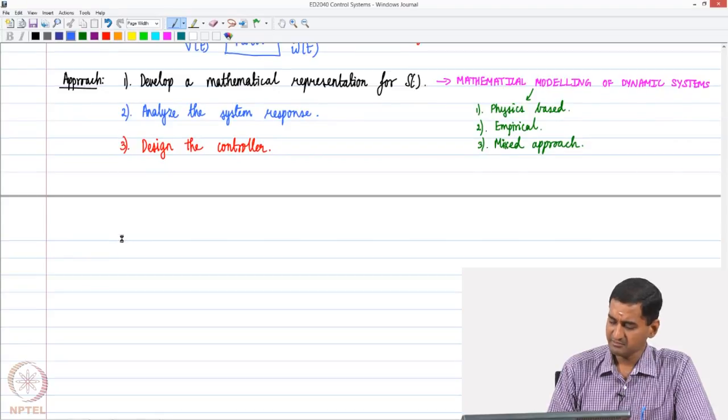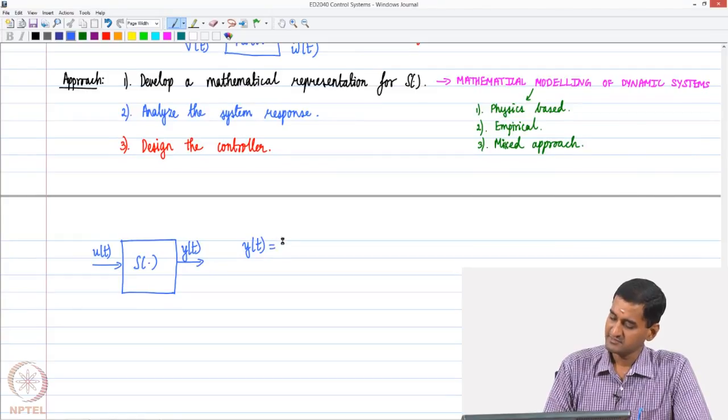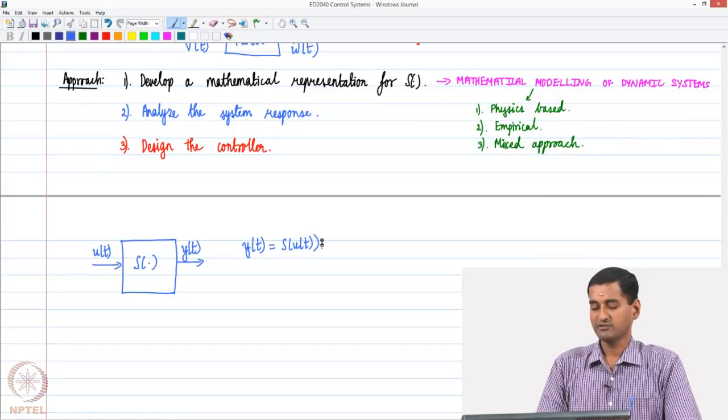What do we mean by these models, and how do we get them, and what do we use them for? So that's something which we need to understand. Once again, I am revisiting our idea of what we mean by a system. For us, a system is a mapping between u of t and y of t.